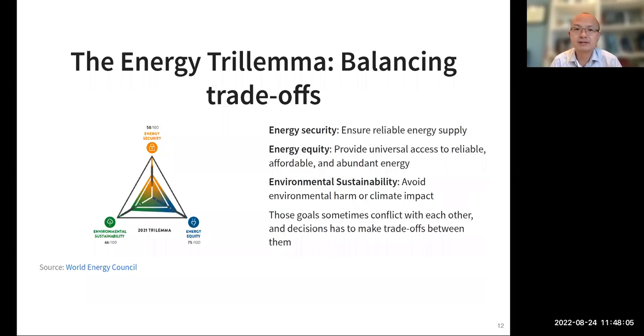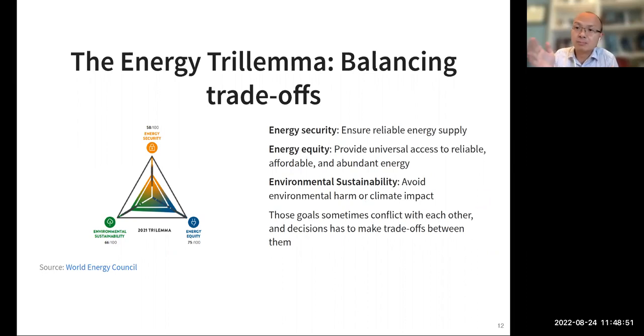Another complexity is from the so-called energy trilemma. We really have to balance the trade-offs between energy security, energy equity, and environmental sustainability. Some people call it the impossible trilemma, that as a society we have multiple goals, right? For energy, we want a reliable energy supply. We want it to be affordable for poor or disadvantaged communities, and we want it to reduce the impact on our environment and the climate.